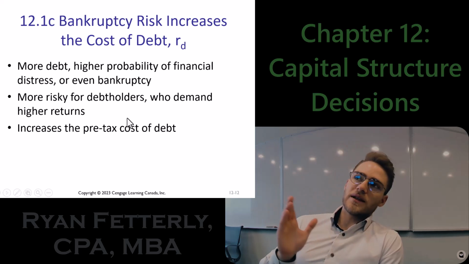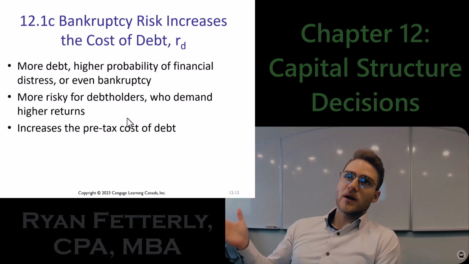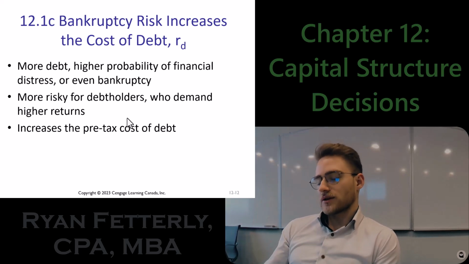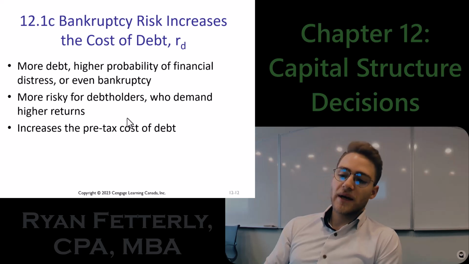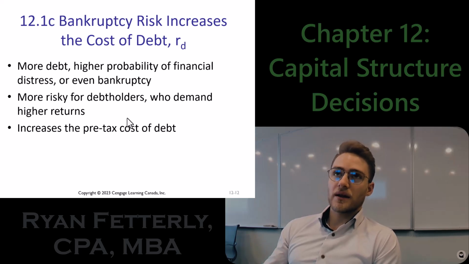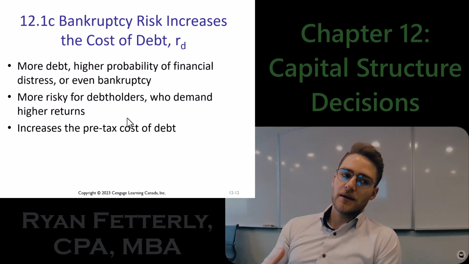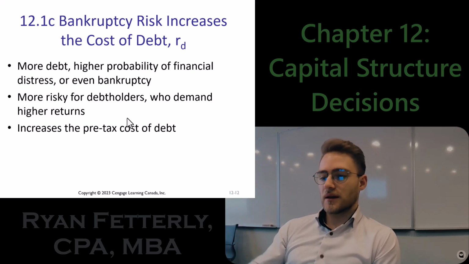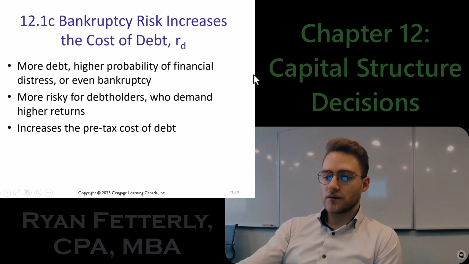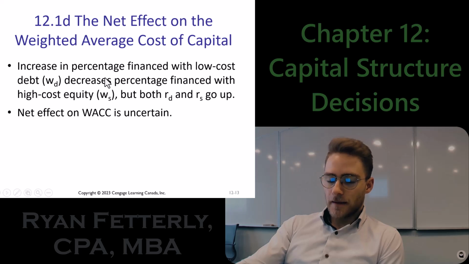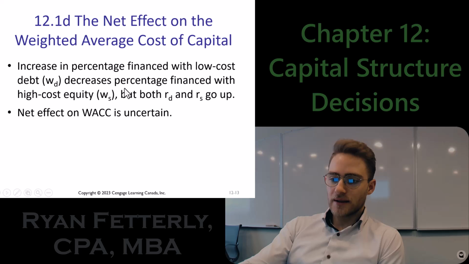As you progressively take on more and more debt, it becomes harder and harder to take on more debt, right? Because it'll start impacting your profitability. Banks will be unsure if you can even handle that level of debt, and therefore they'll keep increasing the cost to basically make sure they're accounting for the risk that you'll default on that loan. So the net effective weighted average cost of capital increases in percentage financed with low cost debt, right? Decreases in percentage financed with high cost equity.